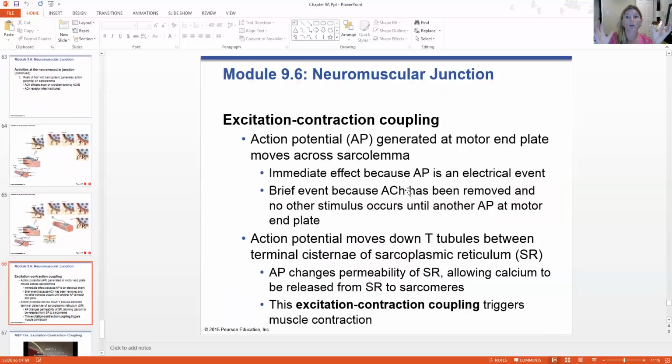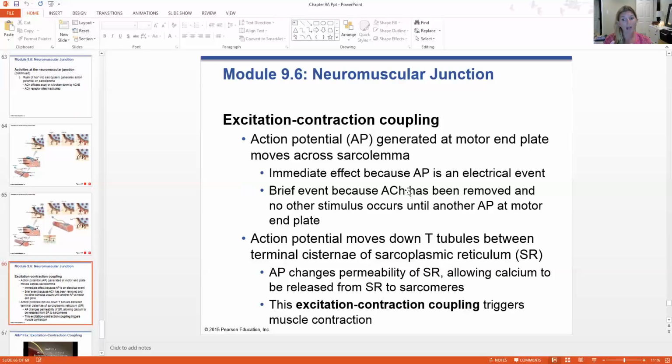This whole process begins something called excitation-contraction coupling. This is where an action potential that's generated at a motor end plate moves across the sarcolemma. The immediate effect is an action potential, which is an electrical effect. It's very brief because ACh has been removed. Remember, it's gobbled up by AChE, so it only happens at that one spot.